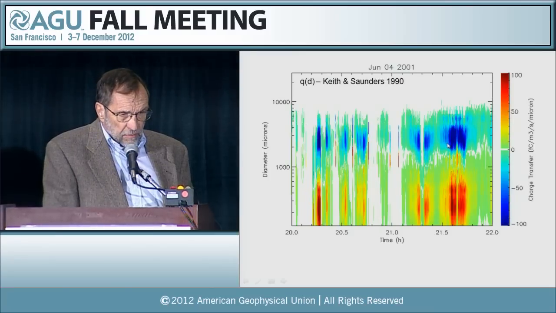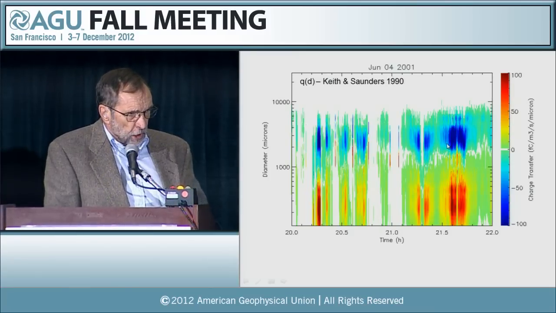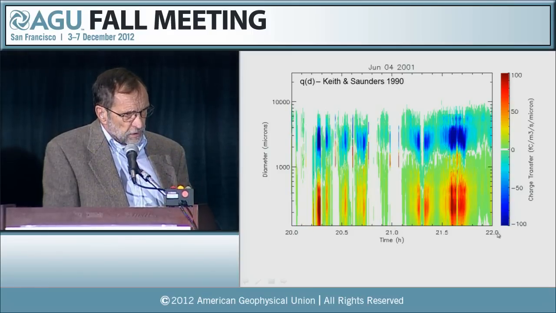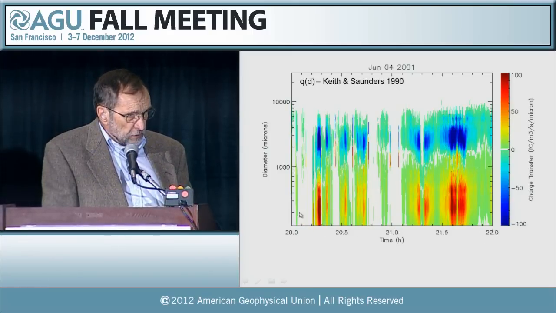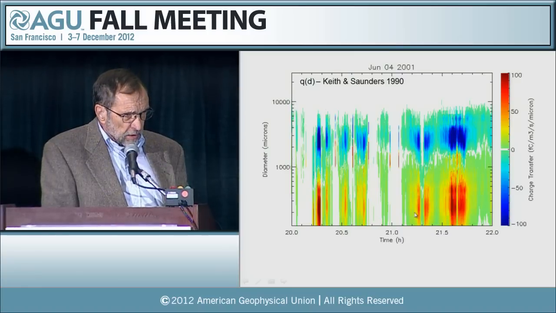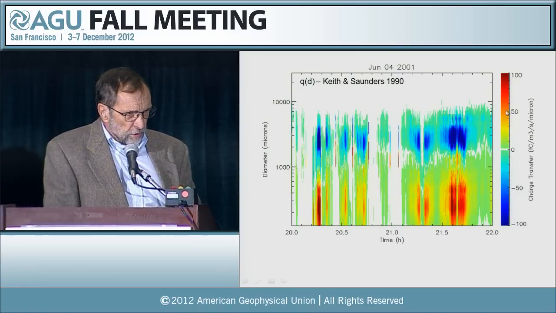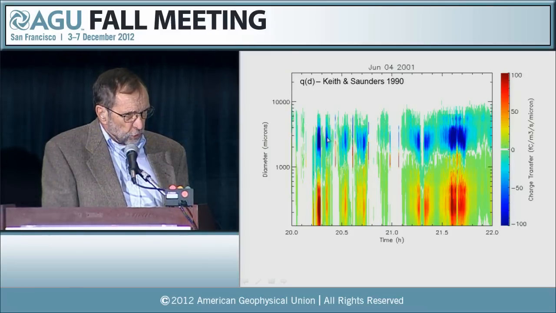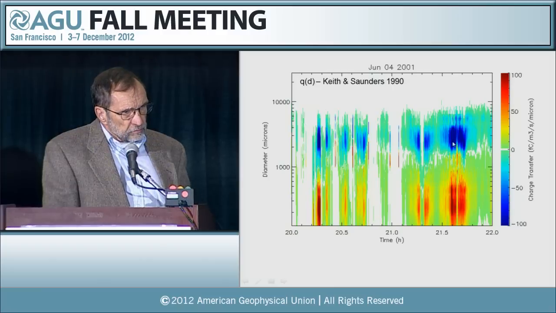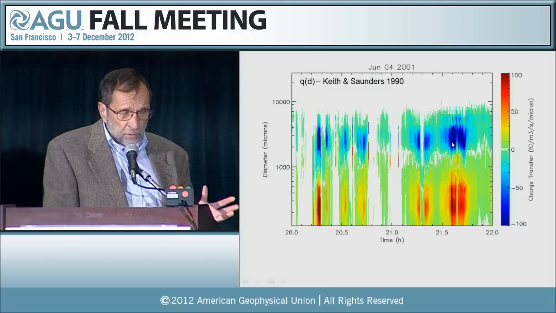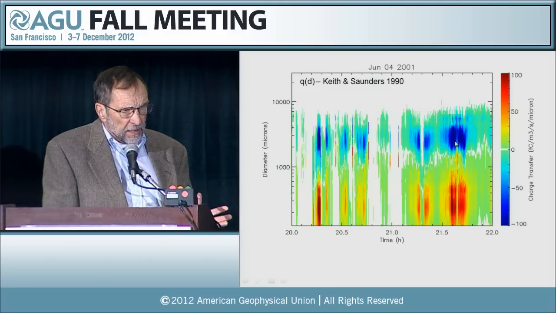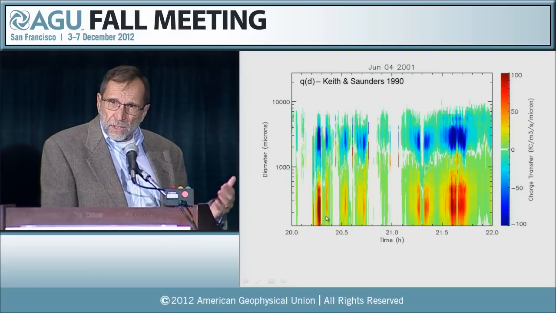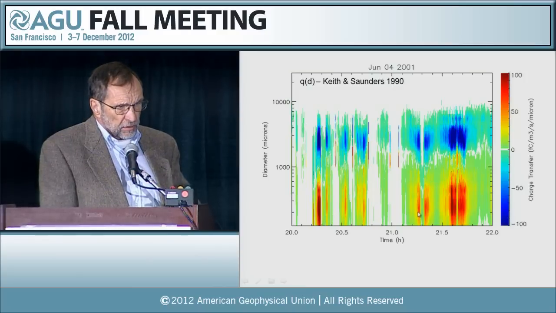I'm not sure I really have time to talk about this, but if we look at the distribution, this is 2 hours of our flight, and this is diameter on this scale versus the total charge generated. We see that most of the charge is on the largest particles, aggregates of 2 to 3 millimeters in size, rather than on the very smallest particles. It's on particles 1, 2, 300 microns in size.